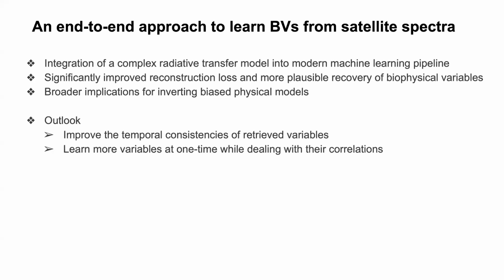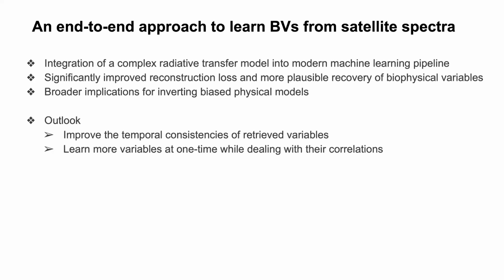And I think our approach, including the forward pass to learn the variables, as well as the back propagations to calculate the gradients, also has a broader implication for inverting biased physical models. So if you can think of any other biased physical models, you can let me know and we can test our pipeline again. In the future, I think we can further improve the temporal consistencies of the retrieved variables.